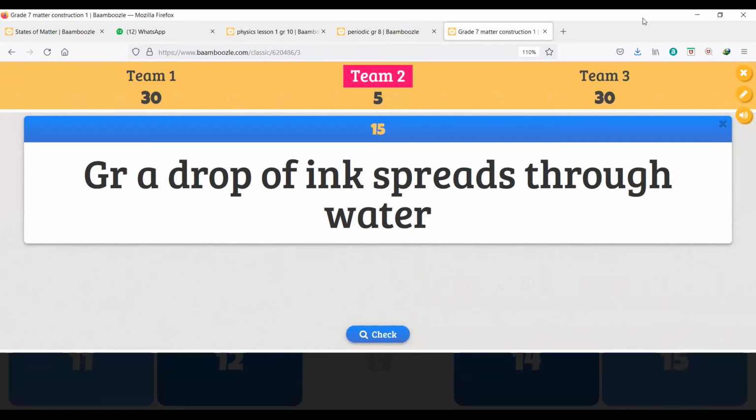Give reason: a drop of ink spreads through the water. What property are you going to speak about here? About molecules? Why do you think? Continuous motion, movement. You can say it movement. It is the same meaning. Once we add the drops of ink, it spreads because they are moving continuously. Yes, very good. Excellent. Because they are in continuous motion.